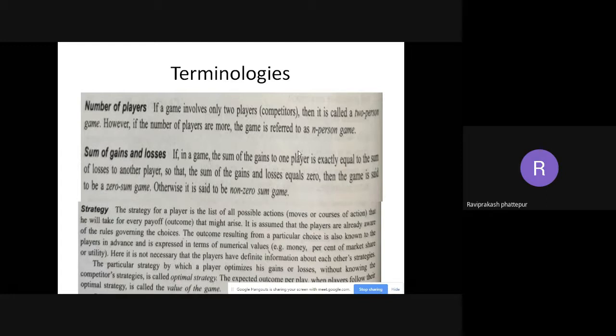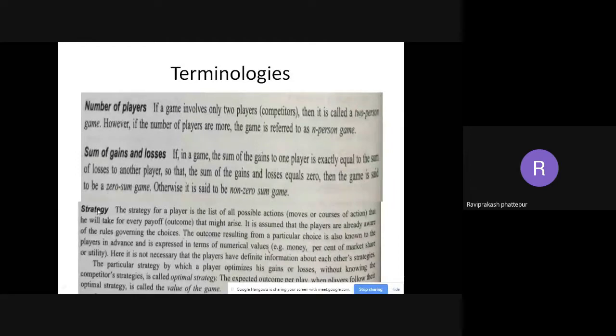Then the game is said to be a zero sum game. Otherwise it is said to be a non-zero sum game. So zero sum game, non-zero sum game: where the sum of gains and losses is equal to 0 it is a zero sum game, and where it is not equal to 0, it is a non-zero sum game.